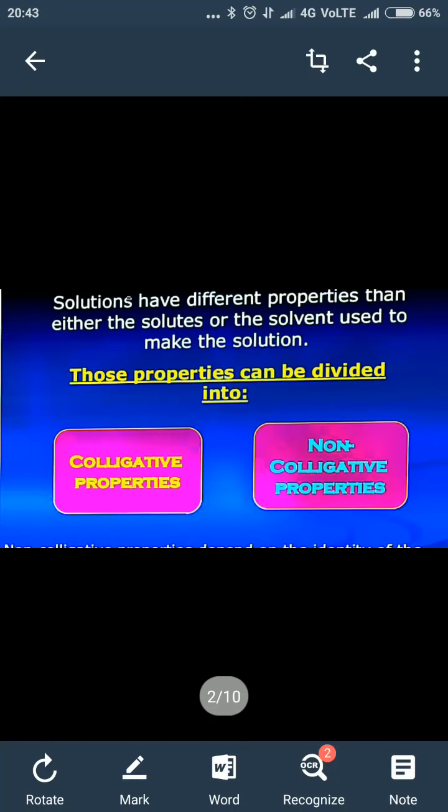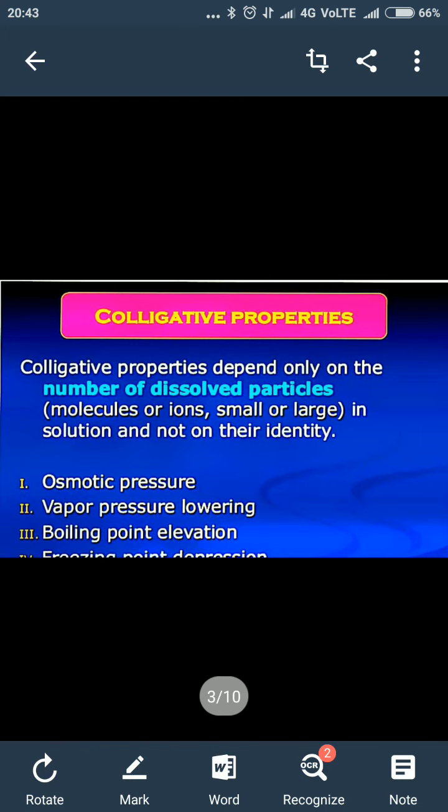Solutions have different properties than either the solutes or the solvent used to make the solution. These properties can be divided into two categories: colligative properties and non-colligative properties. Now we come to colligative properties.